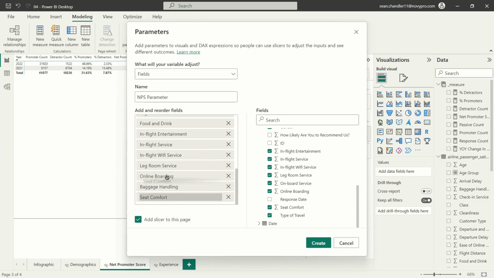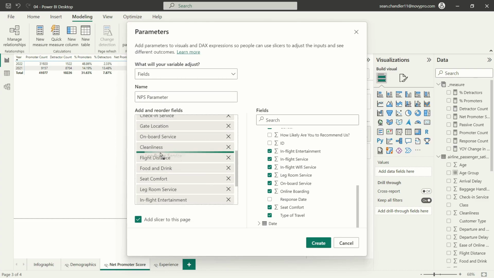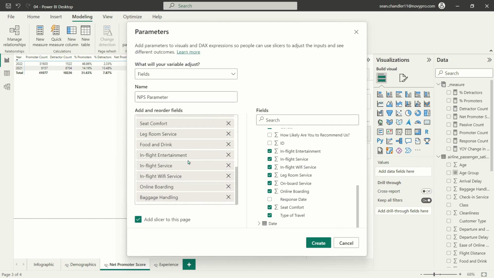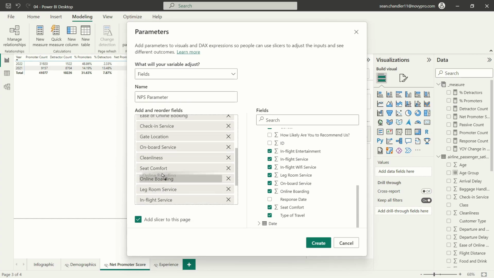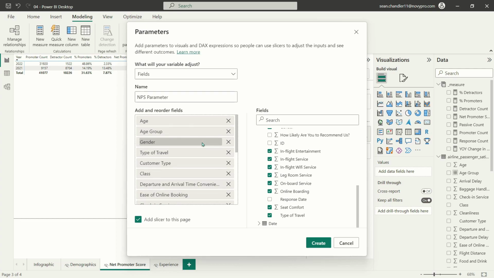As soon as someone is on the plane, they're evaluating things like cleanliness and seat comfort and legroom service. So I'm going to go ahead and put cleanliness with seat comfort and legroom service. I don't need flight distance. I selected that by accident. Then we're going to evaluate things like in-flight service, food and drink, in-flight entertainment, in-flight Wi-Fi service, baggage handling, and I also have online boarding here, which I need to move closer to the top. So online boarding. Okay, that should work for now.